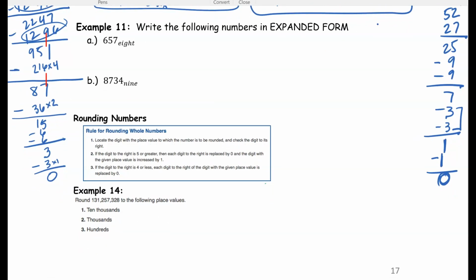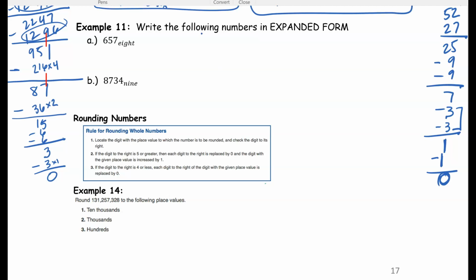So keep in mind that for the vast majority, if not all of you, this is going to be a new concept. So we'll definitely do some more practice problems together. And definitely reach out if you have questions. So let's look at example 11 and then we'll finish with some rounding.